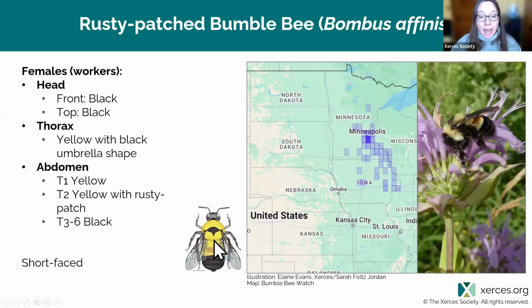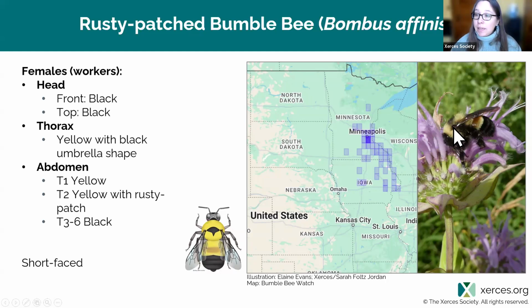If we move on to the thorax, where the legs and the wing joints attach, the thorax of the rusty patch bumblebee is mostly yellow. It does have an umbrella-shaped pattern in between the 2 wing joints, or you can kind of think of it as being a thumbtack shape. So if we look at the cartoon of the rusty patch bumblebee right here, you can really see that little thumbtack shape. It's not super visible in the photo example, but we will be going through lots of examples where you'll be able to see that thumbtack shape really well.